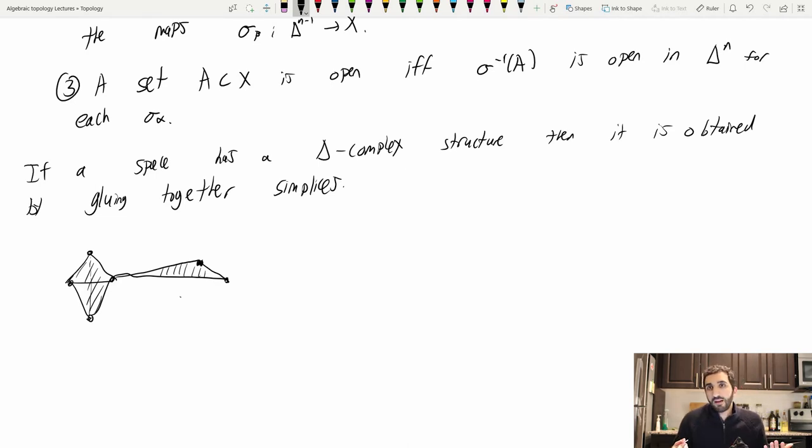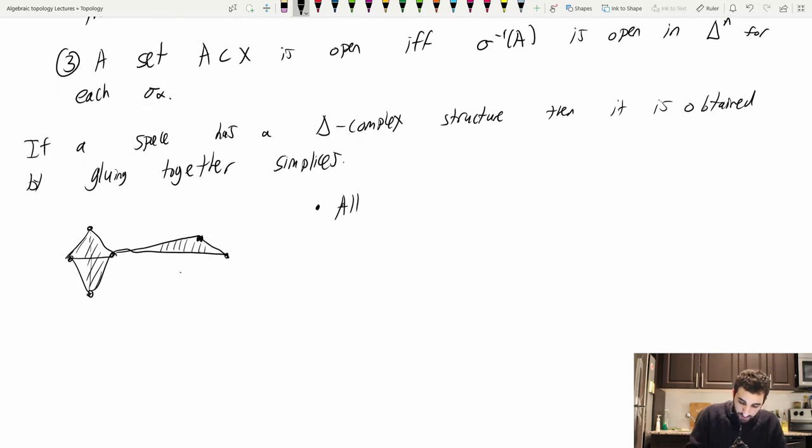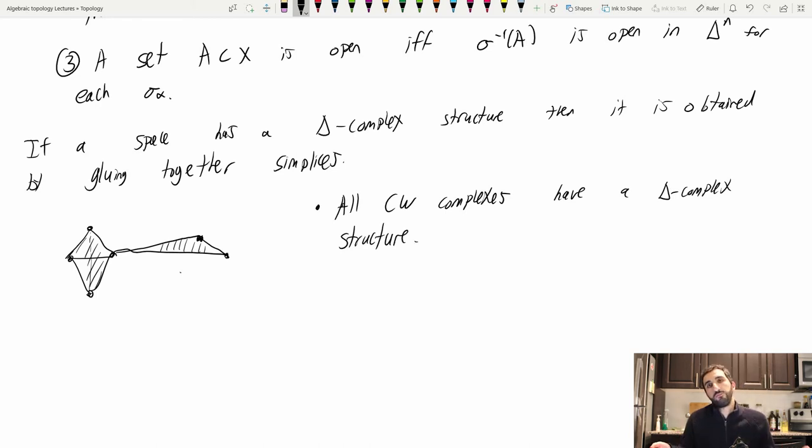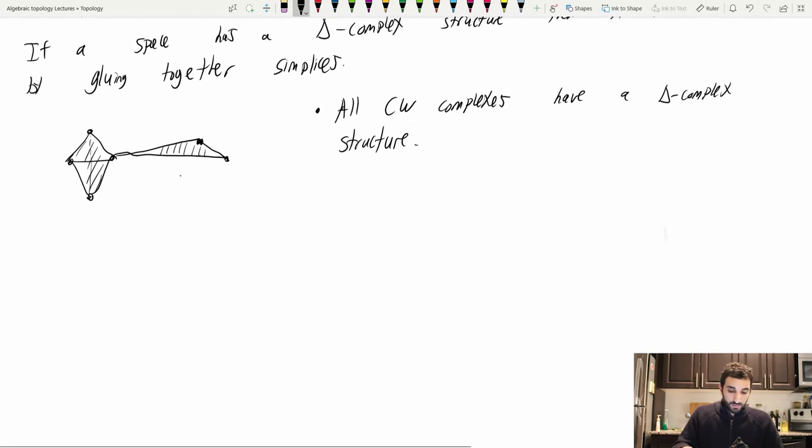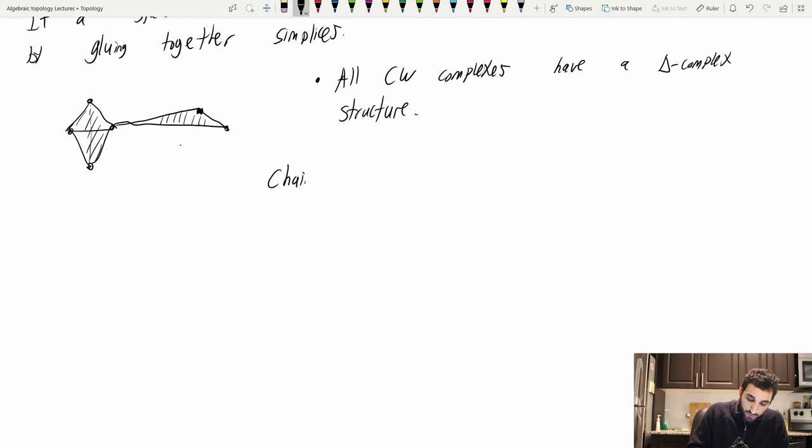So what spaces have these structures? It turns out most of them. For example, all CW complexes have a delta complex structure. And so all of the spaces we've been working with and know and love are going to be compatible with this notion. So inside of a topological space with a delta complex structure, there are some distinguished simplices. They're called chains and boundaries.